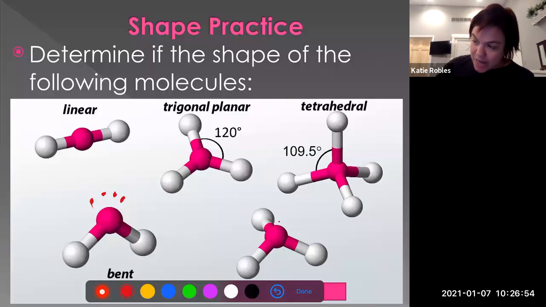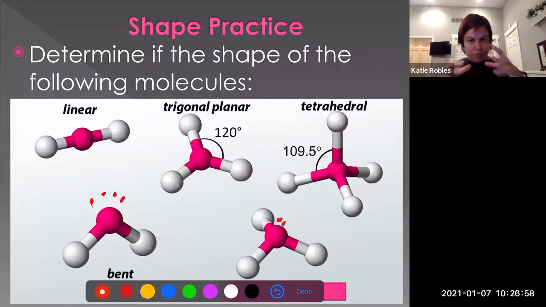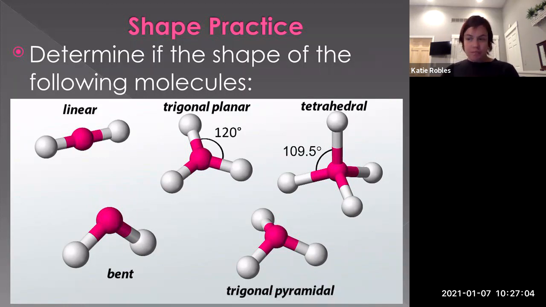And then this one, it's hard to see, but it is pushed down. There is some sort of lone pair pushing that down. That is a trigonal pyramidal or a pyramid shape. Sometimes they throw the word trigonal in front of it. Sometimes they don't. Sometimes they just call it a pyramid. It's okay. It's all kind of the same thing. So those are the shapes.